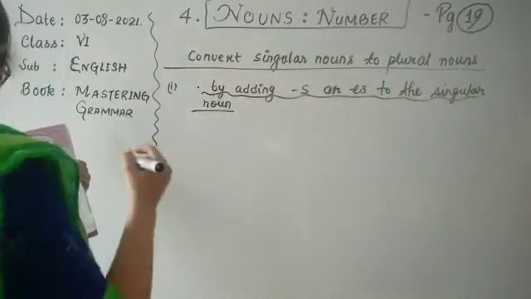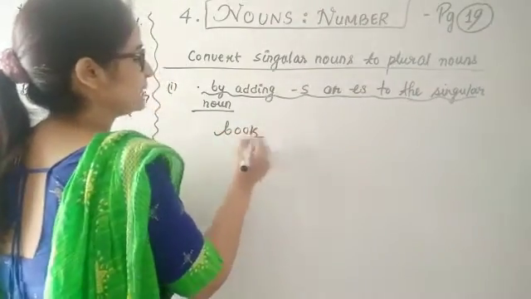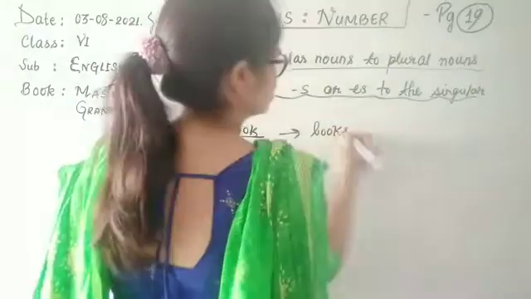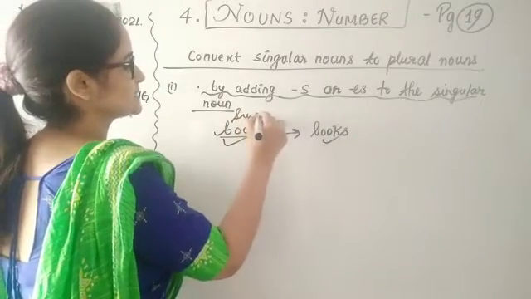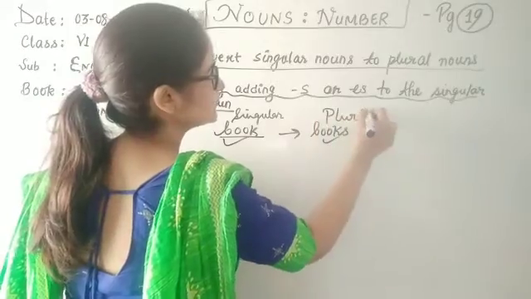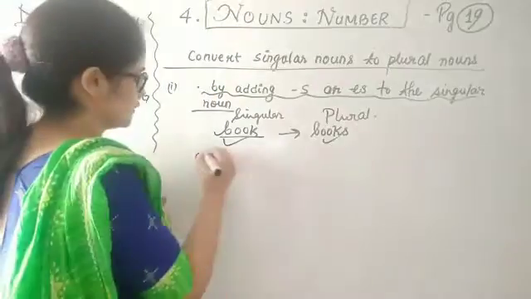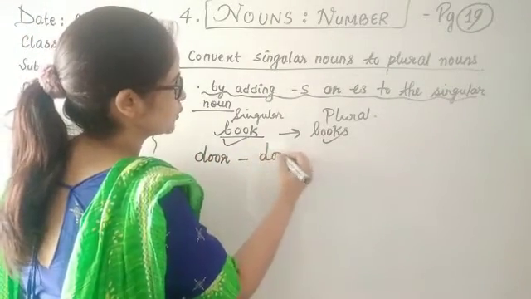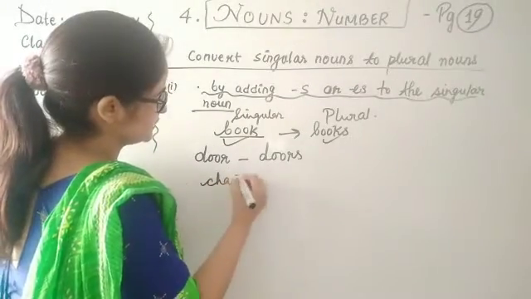Now let's see which words we can use. I gave you one example, book, right? We will be adding s to it and it will become what? Books. Right? So this is singular whereas this is plural. So let me write singular here and let me write plural on the right side. Yes? So singular, plural. Now let us see some more words. You can even think of some of your own words. Door, doors. Yes? Then chair, chairs.